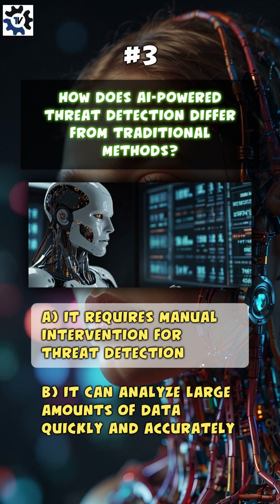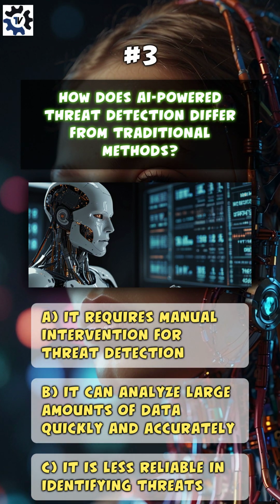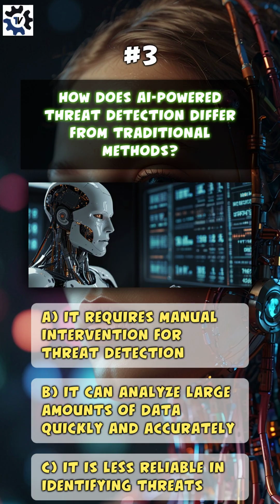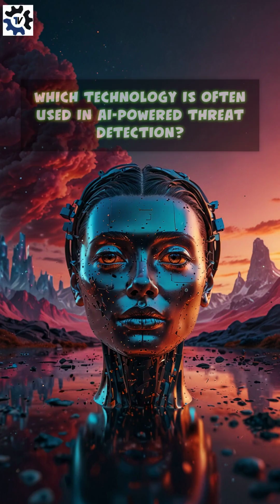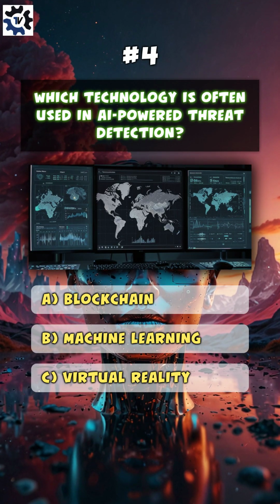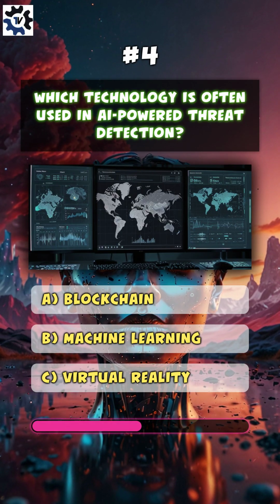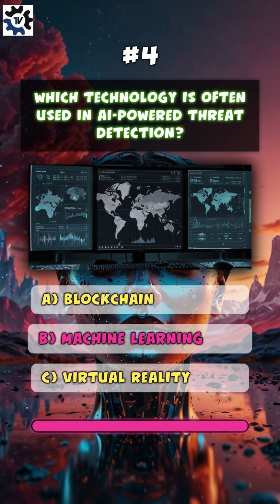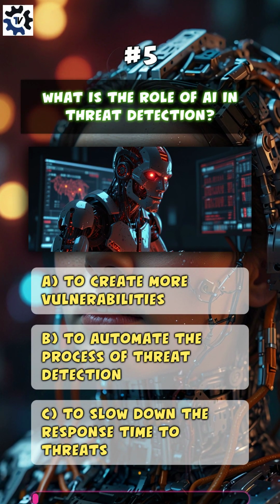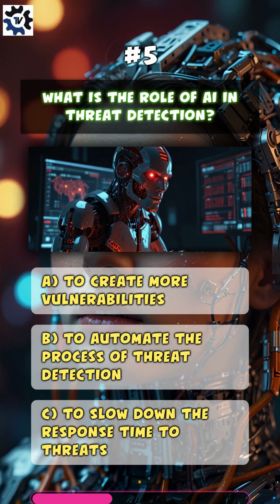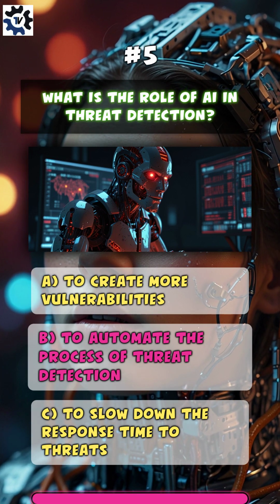How does AI-powered threat detection differ from traditional methods? B. It can analyze large amounts of data quickly and accurately. Which technology is often used in AI-powered threat detection? B. Machine learning. What is the role of AI in threat detection? B. To automate the process of threat detection.